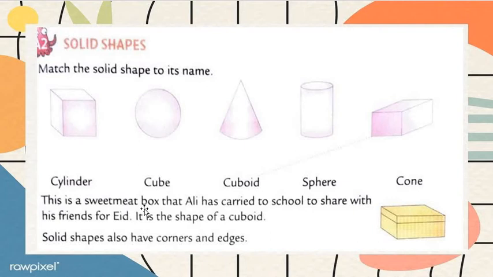Then after, solid shapes also have corners and edges. But we don't know what is the edge. Again, I am going to teach you, my dear students, what is the edge. Edge. Now again, I am telling you, my dear students, first shape is the cube, second is spherical, then the cone, then the cylinder, then the cuboid. Okay.